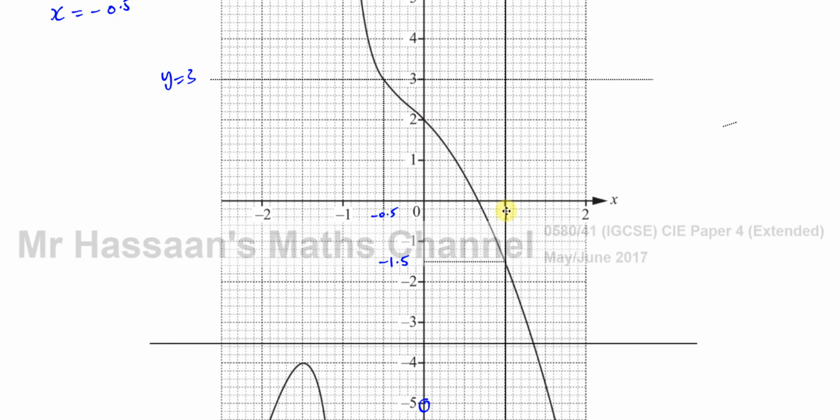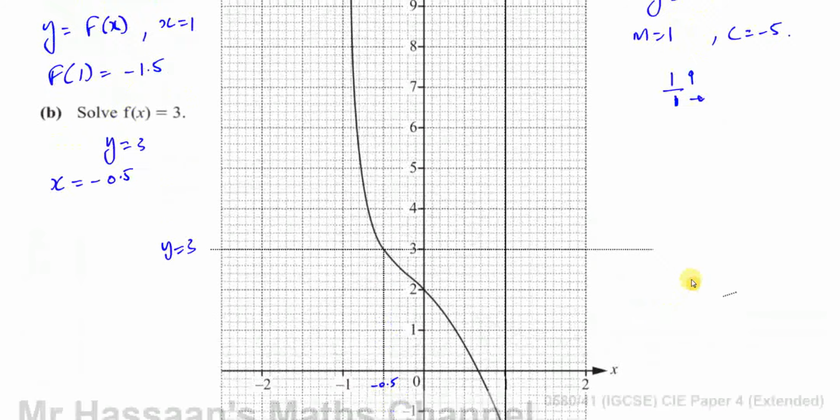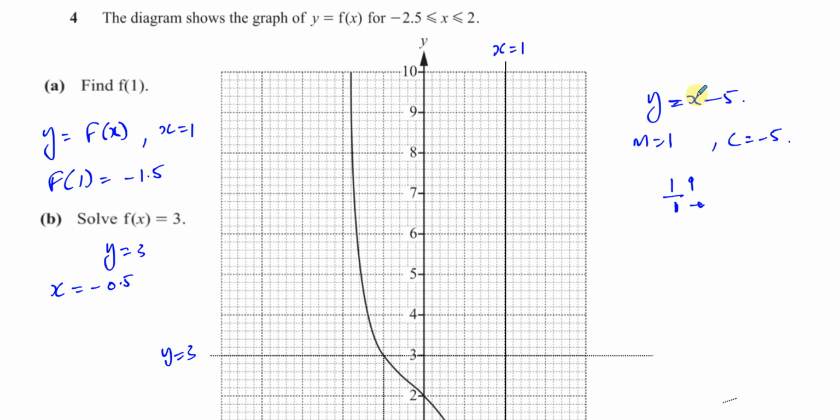There's 1 over here. It's kind of hidden under there. So from -5, you go up 1 and across 1. So it's going to go through this point, and it's going to go through this point here. So it goes through those 2 points. You could also say when x is 0, y is -5. When y is 0, x is 5.